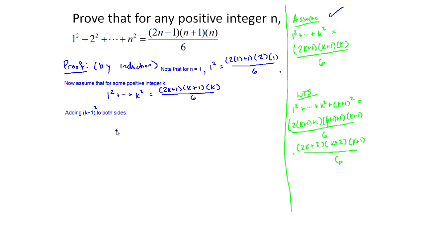Now, why would I do that? Because I want to show this, and the left-hand side has a k plus 1 squared added to it. So the goal is to make this look like this. That's my first step: get the left-hand side to look like it, hoping that the right-hand side falls into place. So this will be 1 squared plus ... plus k squared plus k plus 1 squared equals all this plus k plus 1 squared.